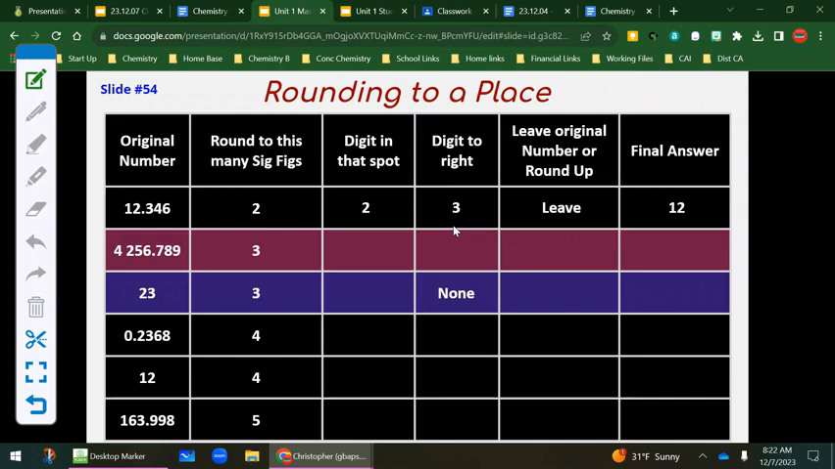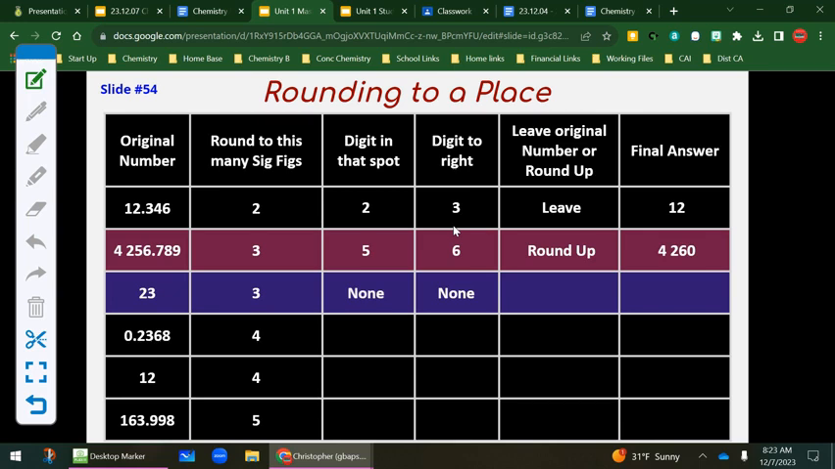4,256.789. To 3 sig figs. What's the third sig fig in there, ladies and gentlemen? The 5. What is the digit right after it? So what do we do to that 5? We're going to round it up. So what does our answer become? Which one? 4260.